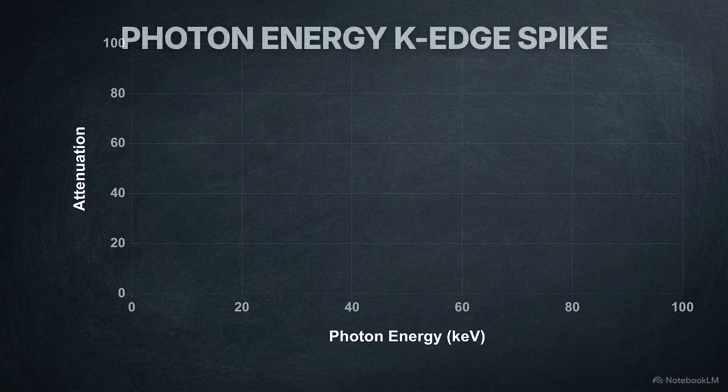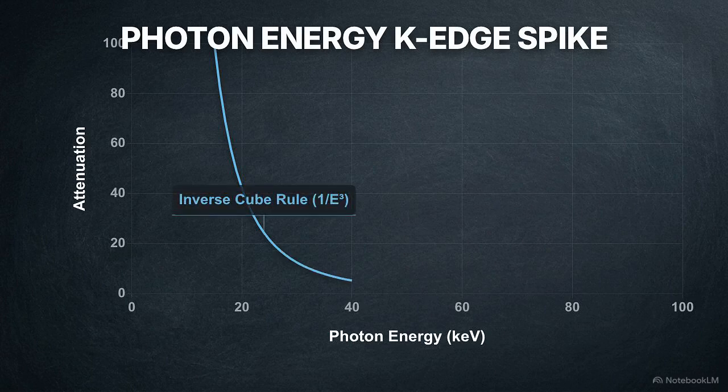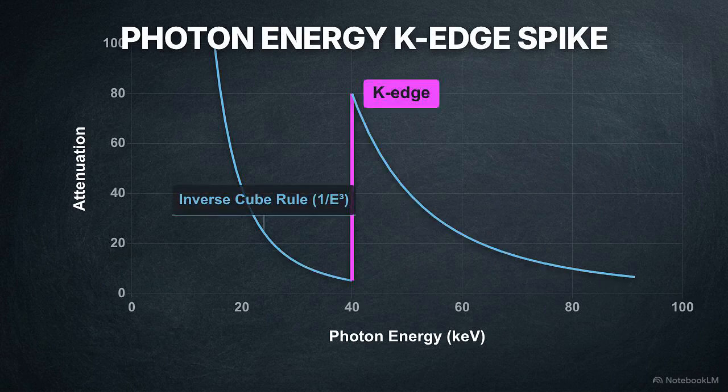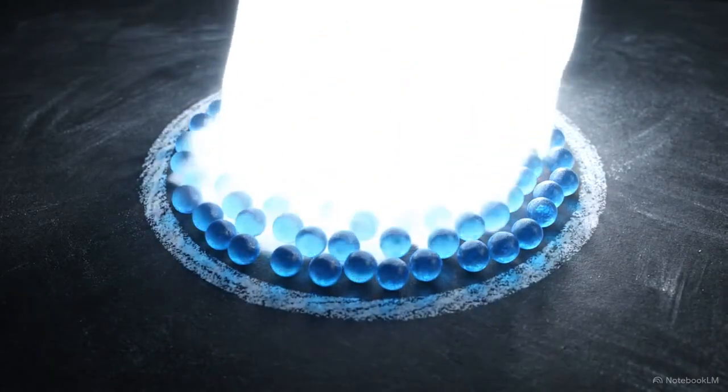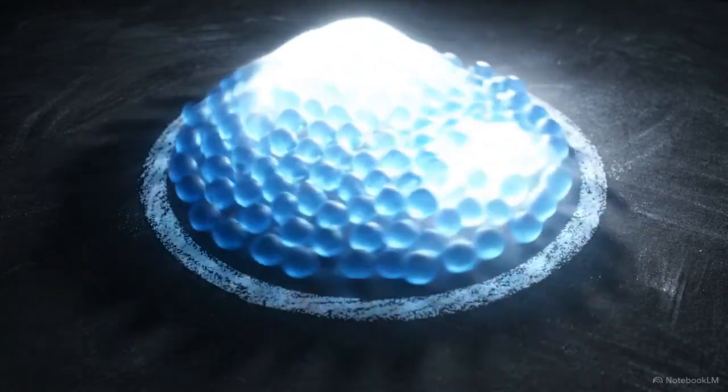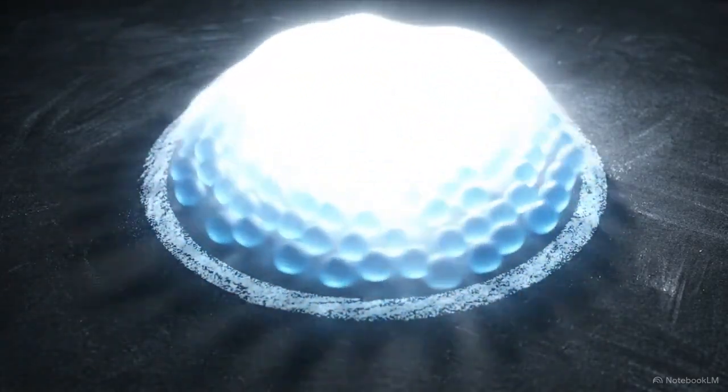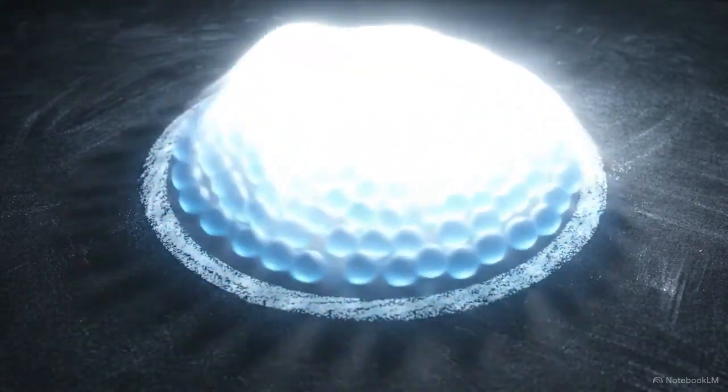This graph maps photon energy against attenuation. The downward slope follows the inverse cube rule until we reach a sudden spike known as the K-edge. When incident photon energy is slightly higher than the binding energy of inner K-shell electrons, a massive number of electrons suddenly become available for interaction. This energy match causes the probability of photoelectric absorption to increase sharply.